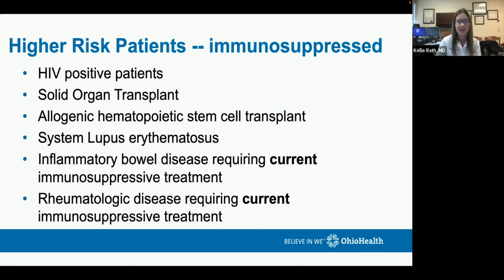And so these patients would be HIV positive patients, patients who have undergone a solid organ transplant or a stem cell transplant, patients with systemic lupus, or patients that have inflammatory bowel or rheumatologic disease who are currently on immunosuppressive therapy. So these are the patients that are higher risk and have a little different screening.